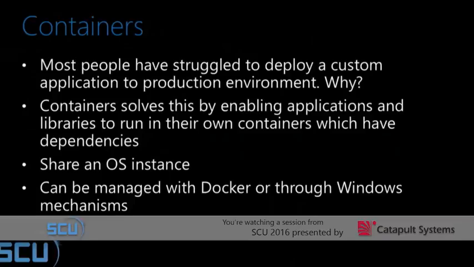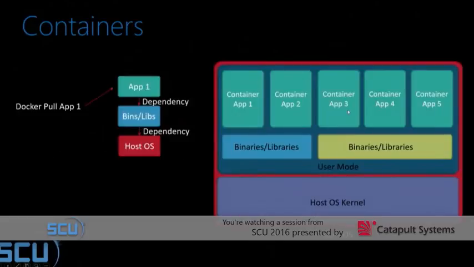I'm now creating these containers that isolate it from other things running on that box. And so what this ends up looking like is here. I have apps that have dependencies on binaries and libraries that have dependencies on the host operating system. So I can now run multiple apps on a single operating system instance. So it's different from virtualization. It's not one VM per app. I'm now sharing an operating system. They share a common kernel. So all these different applications, they're isolated in the user mode space, but they're running under the same kernel.